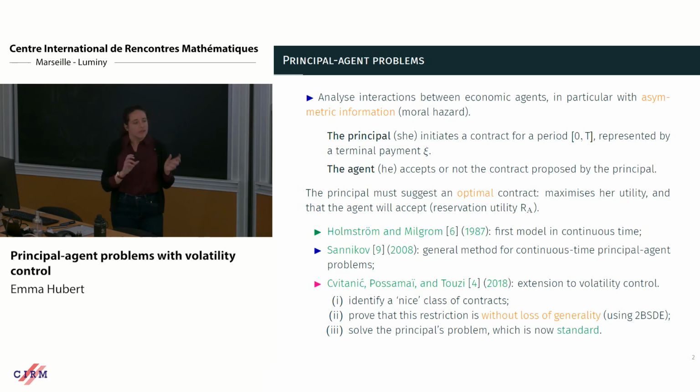So basically the method has three steps. The first one is to identify some nice form of contract so that if you put it in the agent's utility, you can easily compute the best response of the agent to that type of contract. Then, of course, you have to prove that this nice form of contract is without loss of generality from the principal's point of view. And then finally, you have to solve the principal's problem, but using this nice form of contract, it usually boils down to a standard stochastic control problem.